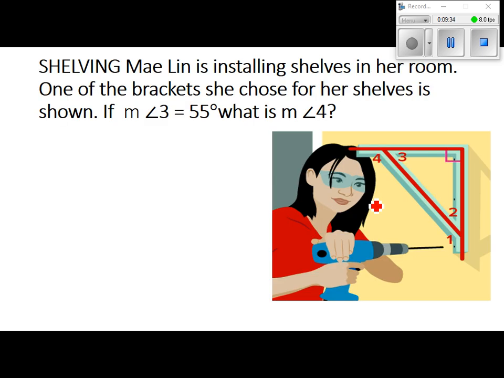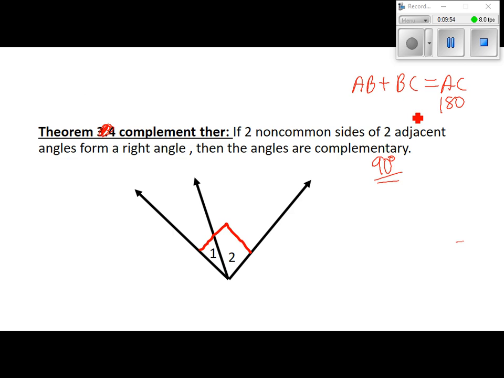Sort of. You should have, like we did on that last one, changed these into algebra form so that we could deal with them. But that's pretty close. So this one says if two non-common sides of two adjacent angles form a right angle, then they're complementary. We won't use this one very much. All right? It looks like a cube on yours, but it's obtuse on ours.